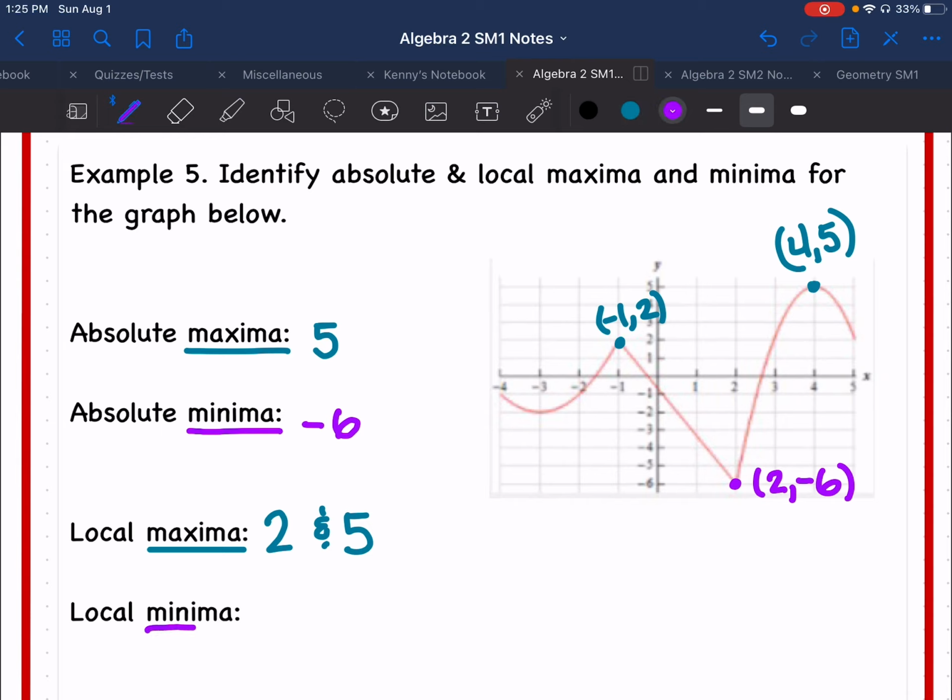And my local minima, the one for sure that I could use is this one right here, which is at -3, -2. So I'm going to go ahead and say -2, but I can also use the one at -6 because it's there on the chart.